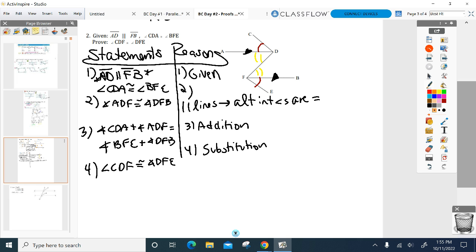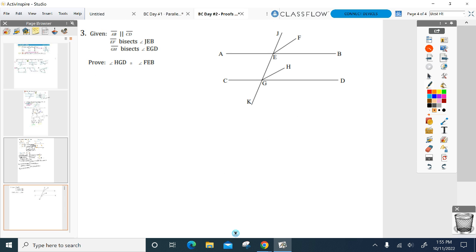Got to use the parallel line given to give me some congruent angles. We got one more together. Any questions on this one? Because the next one's even just more of a beast. Doesn't get easier. AB parallel to CD. Mark it.